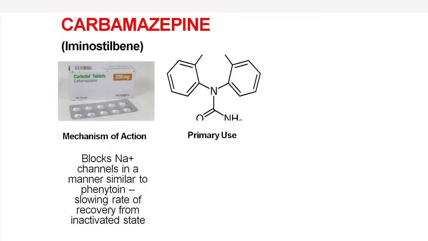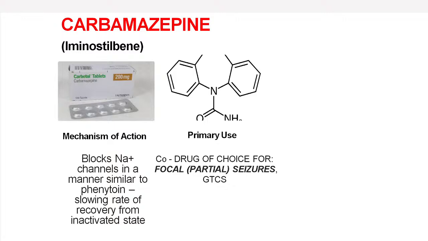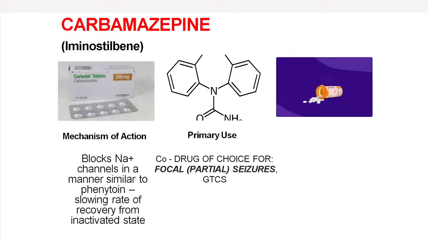Primary use of carbamazepine, it's a co-drug of choice for all types of focal seizures and also for generalized tonic-clonic seizure. So this is a fairly commonly used drug, carbamazepine. It can be considered drug of choice for both focal seizures and for generalized seizures. But which type of generalized seizures? Tonic-clonic seizures, not for absence seizures, because it does not have any effect on which channels? T-type calcium channels. There is no effect of carbamazepine or phenytoin on T-type calcium channels.